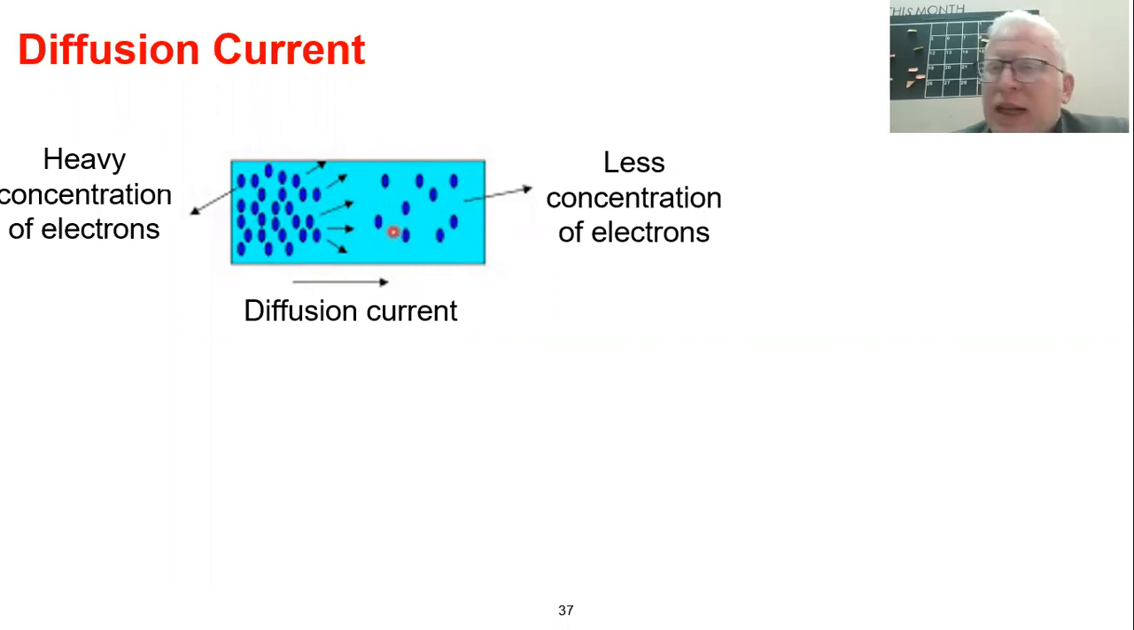For example, let's assume that you have two water tanks, and the level of water in one is higher than the other, and you open the valve. Then water will flow from the higher level to the lower level. This is typically what happens in the diffusion current. So current diffuses from one region to another.